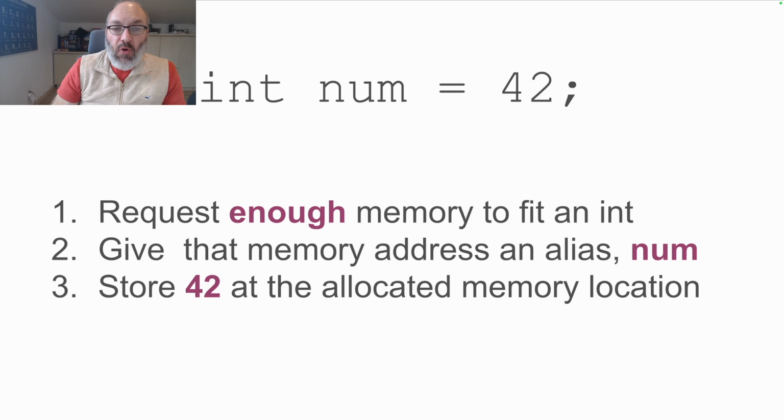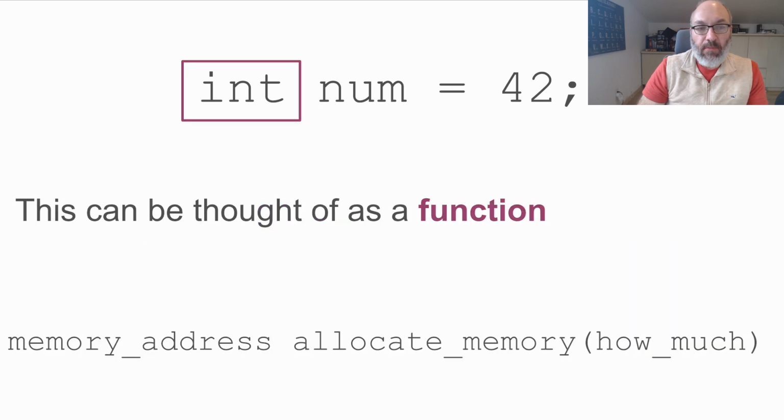Okay, so what's actually going on here is like this. First of all, you need to request enough memory to be able to fit an integer. That's what that int is actually saying: hey, give me enough memory to fit an integer's worth of data. Then we're going to give an alias to that memory location that the computer gave back to us. And then at that memory location, we're going to go ahead and store the value 42.